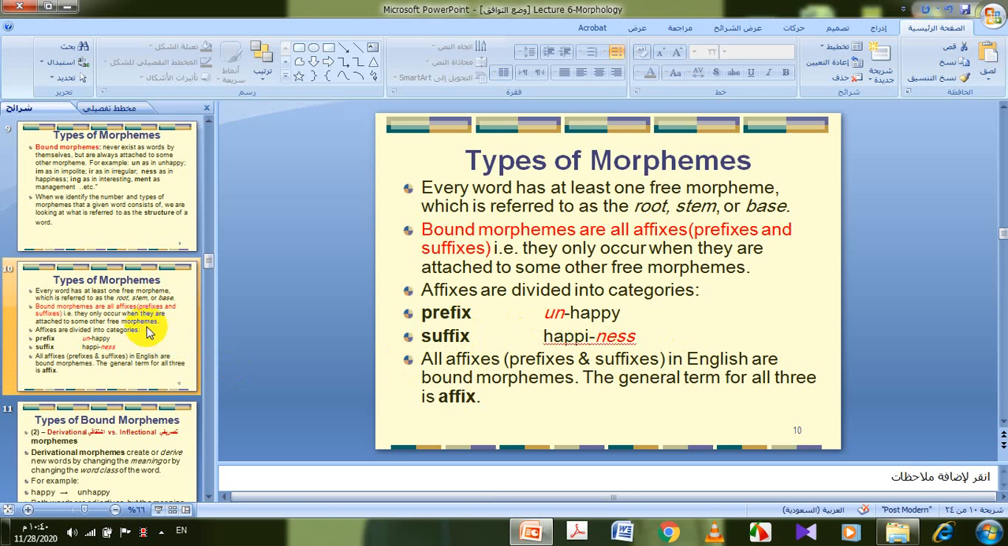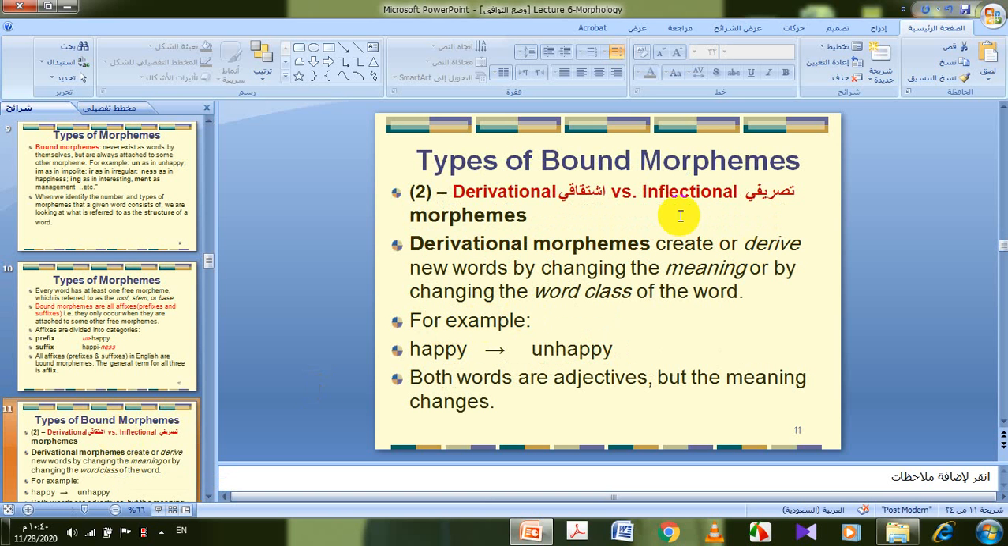Types of morphemes. Let's have a look at another definition, or another division: types of morphemes. We have another division of morphemes. This is very, very important. We have derivational versus inflectional morphemes.